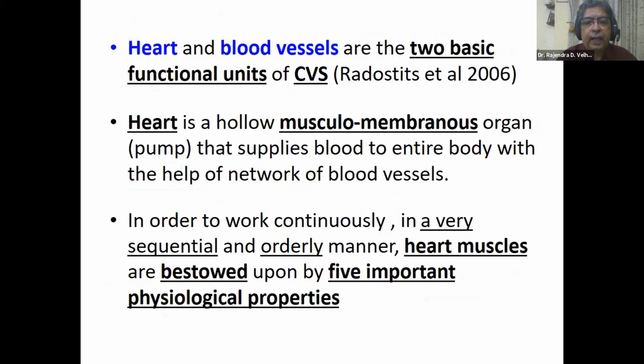According to Radostits et al., the heart and blood vessels are the two basic functional units of the cardiovascular system. And the heart, being a hollow musculomembranous organ, supplies blood to the entire body with the help of a network of blood vessels. Since the heart works continuously throughout our lifetime in a sequential and orderly manner, the heart muscles are bestowed with five important physiological properties. We are just going to make mention of these properties very briefly.